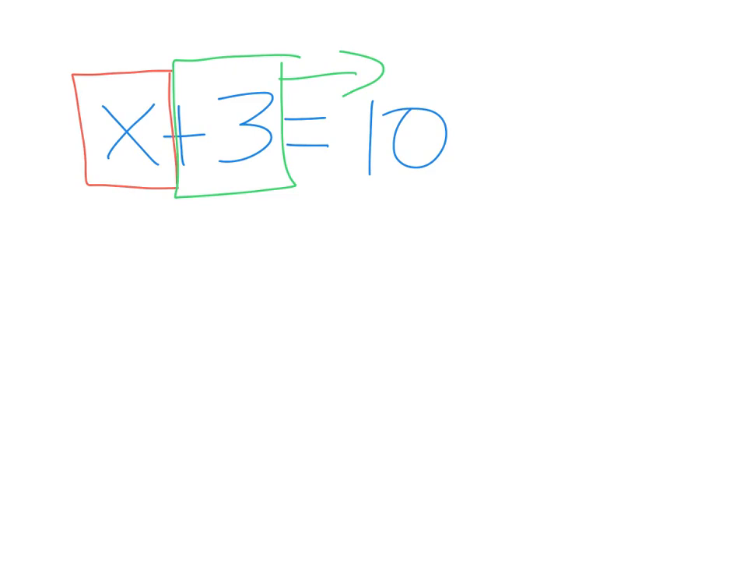So right now we have plus 3. Well, the opposite of adding is subtracting. So we're going to subtract 3. And if we do this on one side of the equation, we have to do it on the other side as well in order for the equation to be balanced.